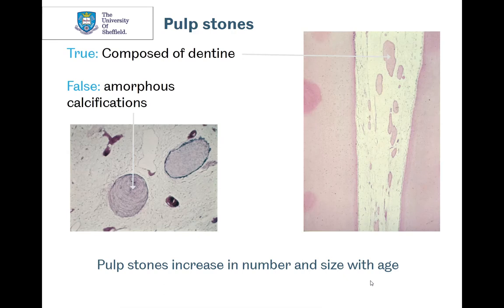Pulp stones, unfortunately, are common, and you will find out to your cost at times in doing endodontics just how much of a pain pulp stones can be. They can be composed of dentine, which means they're true pulp stones, or just be amorphous calcifications, which are not really pulp stones. And they will increase in number and size with age.